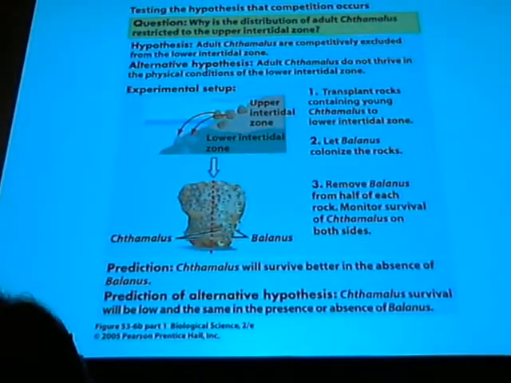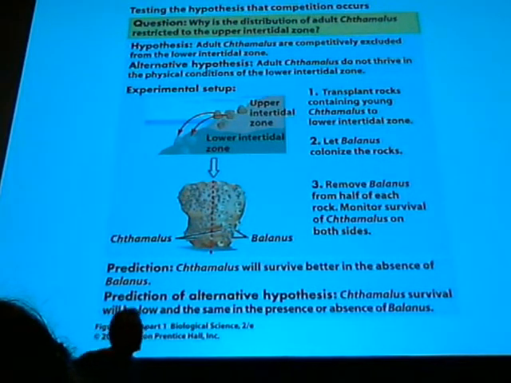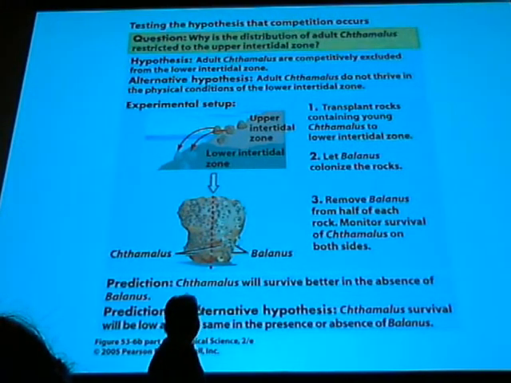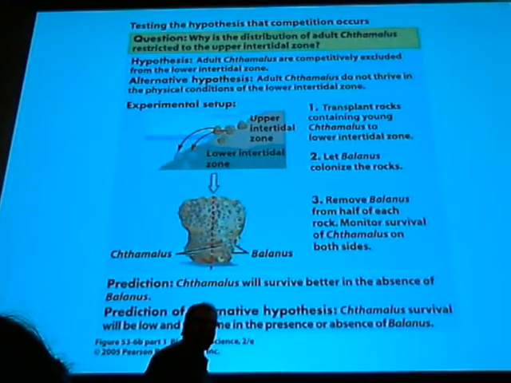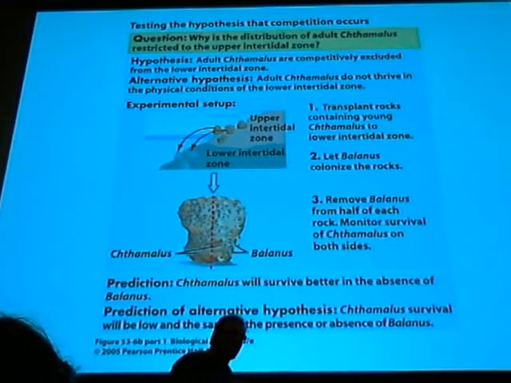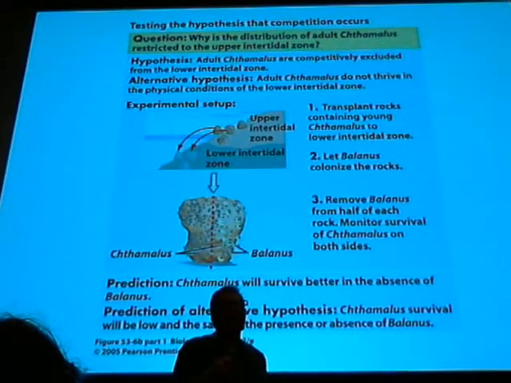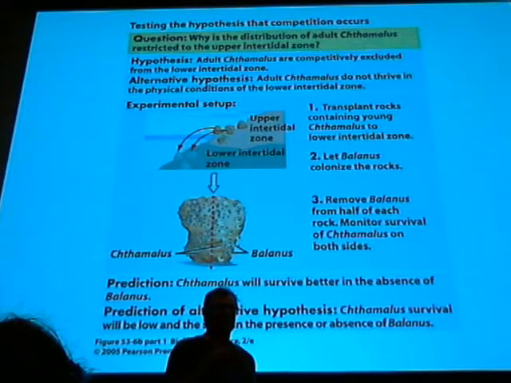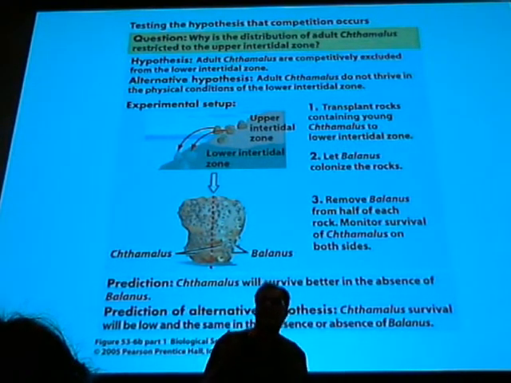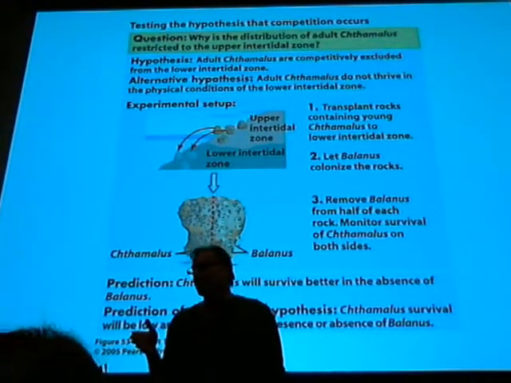He took a rock with little barnacles only in the higher tidal zone, and he transplanted it to the lower tidal zone. And for each rock he transplanted, on half the rock, he did nothing. But on the other half of the rock, every time he saw a big barnacle grown, he would remove it. And he looked and saw what happened to the survival of the little barnacles in those two treatments, right? So the treatment he's testing is the competitive interaction between big and little barnacles.